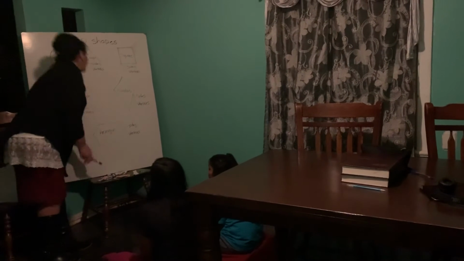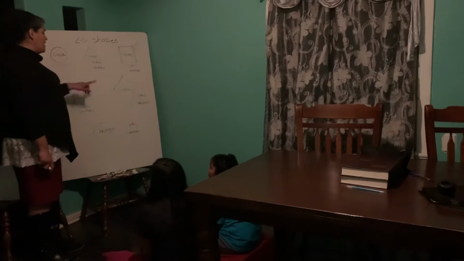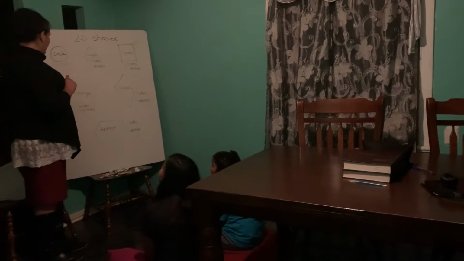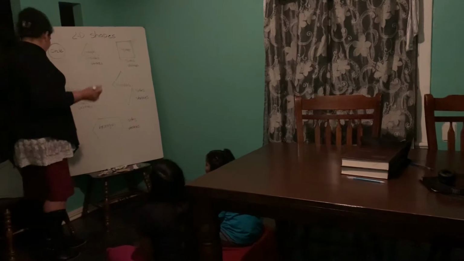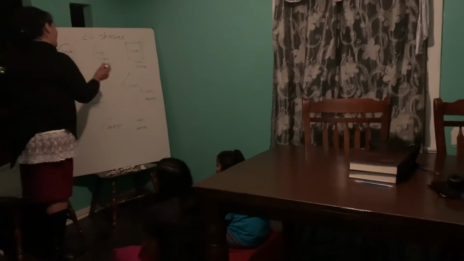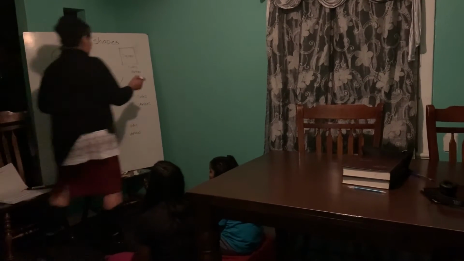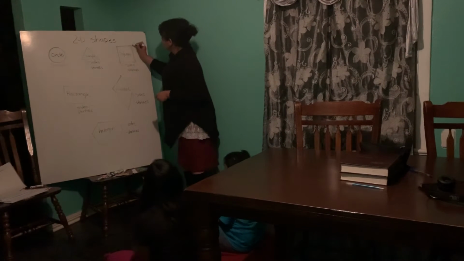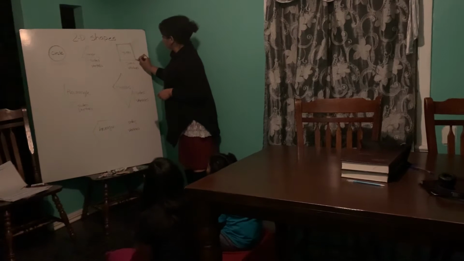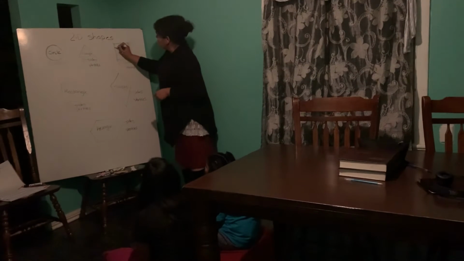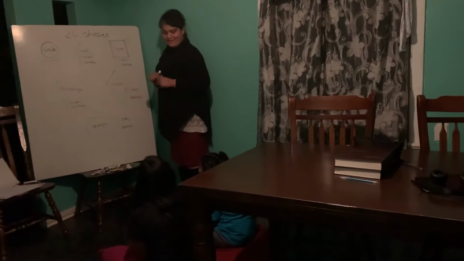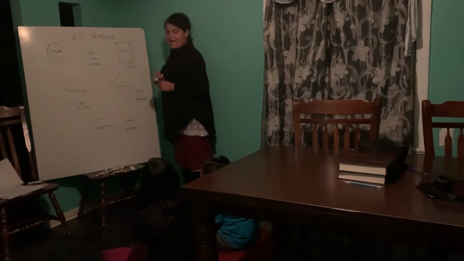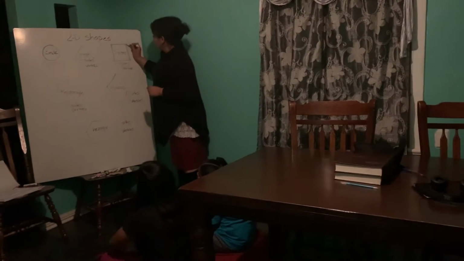We have the word sides, we have the word vertices, and I'm going to show you what those words mean, okay? So we have here, let's go with a square. We have a square. Here, the square has 1, 2, 3, 4 lines. Those lines are called sides.